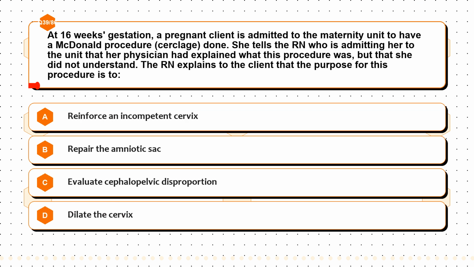Question 39. At 16 weeks gestation, a pregnant client is admitted to the maternity unit to have a McDonald procedure, cerclage, done. She tells the RN who is admitting her to the unit that her physician had explained what this procedure was, but that she did not understand. The RN explains to the client that the purpose for this procedure is to. Here are the options. Option A. Reinforce an incompetent cervix. Option B. Repair the amniotic sac. Option C. Evaluate cephalopelvic disproportion. Option D. Dilate the cervix.